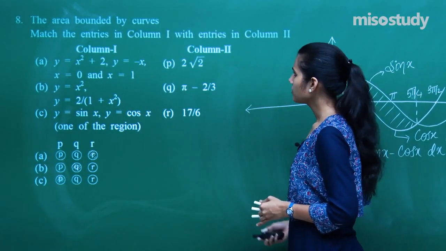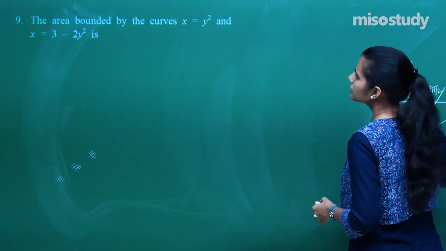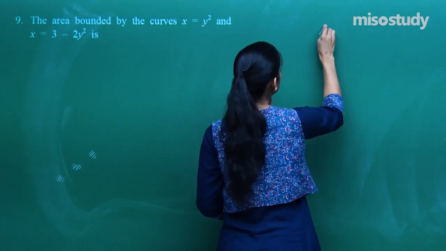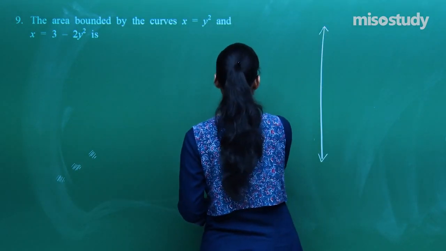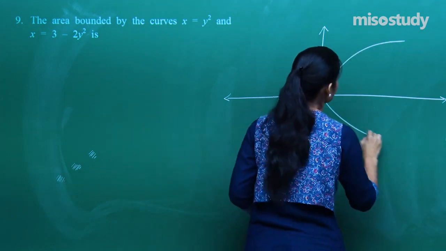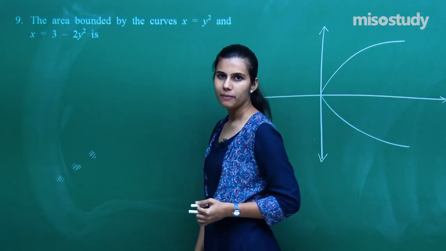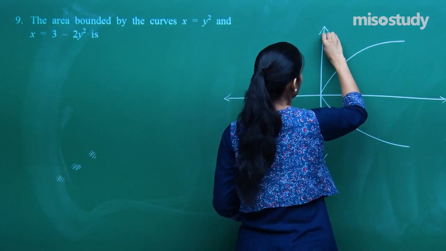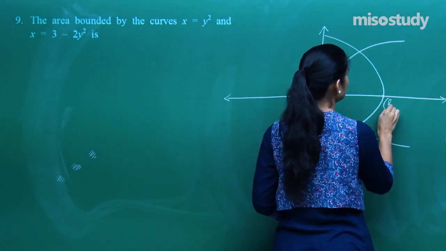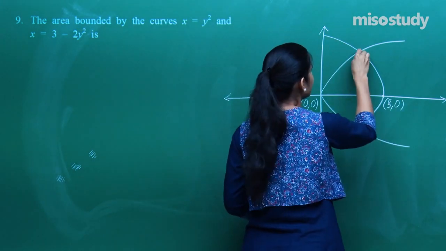Clear? Moving to the next one, we have the area bounded by the curves x equals y square and x equals 3 minus 2y square. Here if I talk about this, y square equals x is parabola with vertex 0, 0. If I talk about this, this is actually 2y square equals 3 minus x. This is again a parabola with vertex 3, 0. Okay?